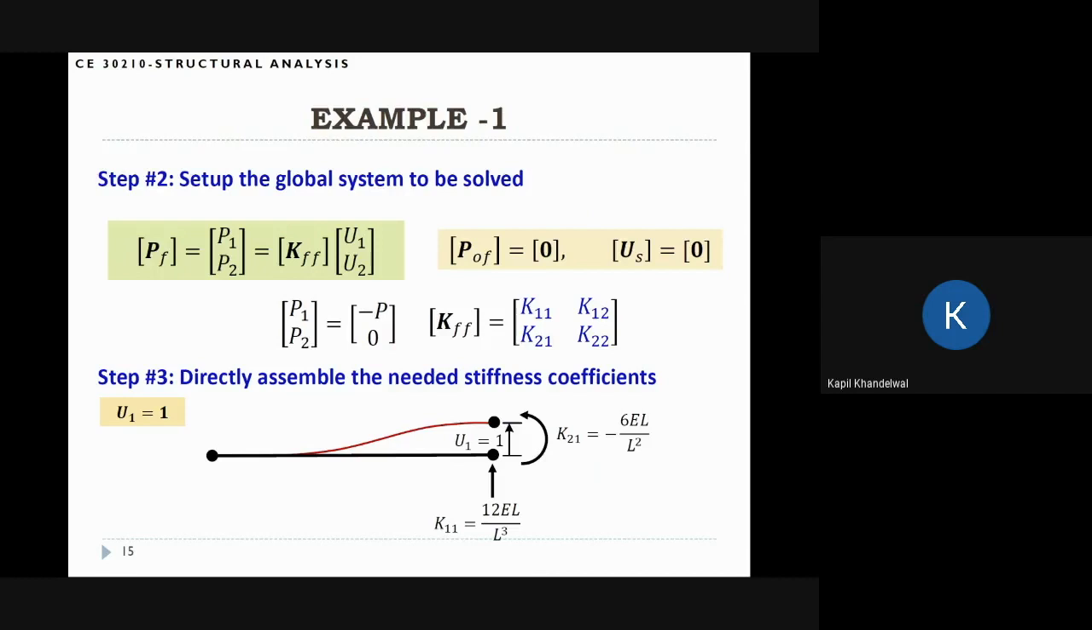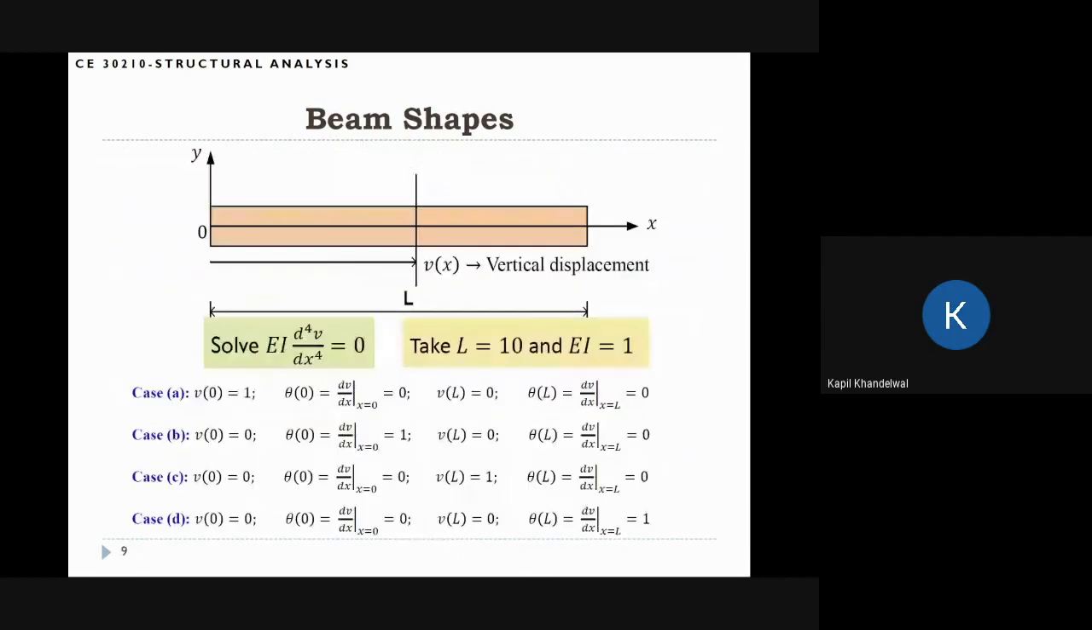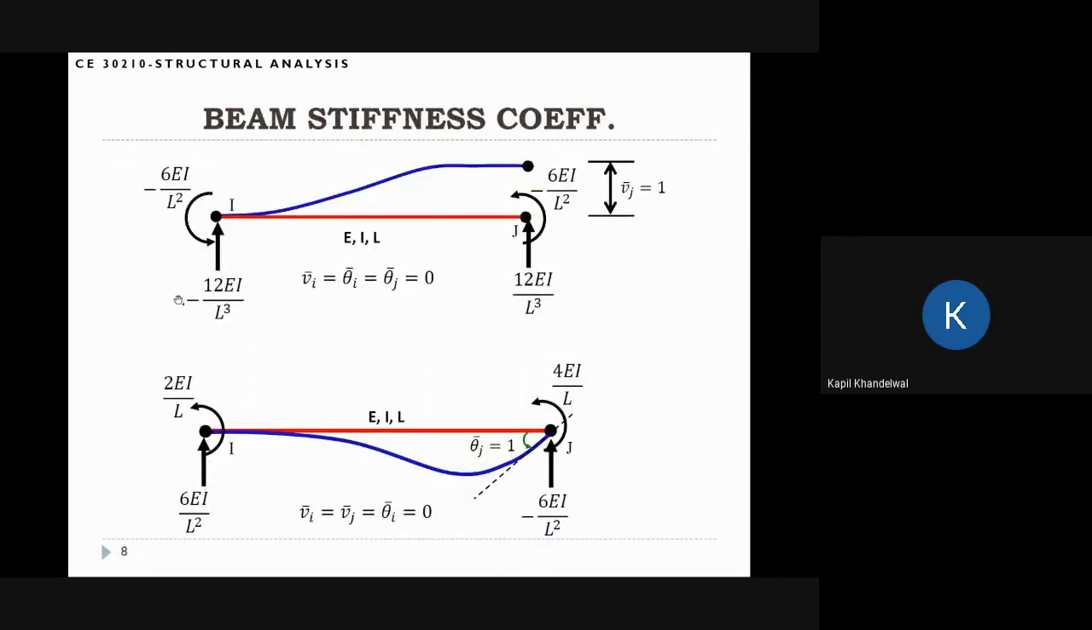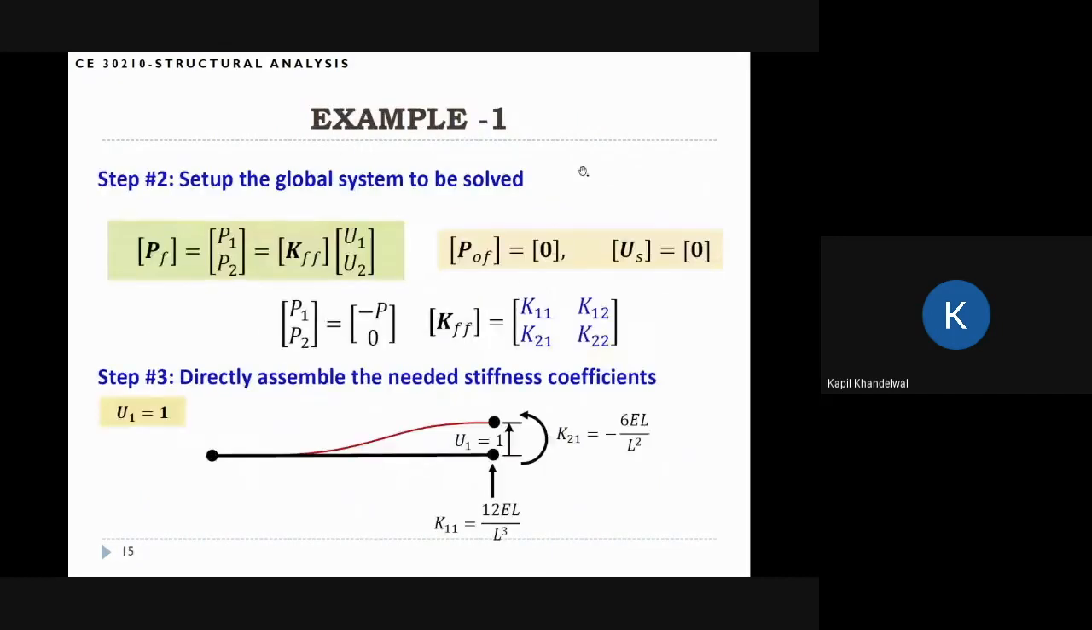To quickly show you where these numbers come from, I can go back. This is the configuration we are looking at. You can think that this is the beam deformed configuration. You can see that this force is 12 EI by L cube, and this moment is minus 6 EI by L square. So this is the force and this is the moment. And these are the two numbers that I have put here: 12 EI by L cube and minus 6 EI by L square. So I directly use the stiffness coefficients from the earlier sheets.